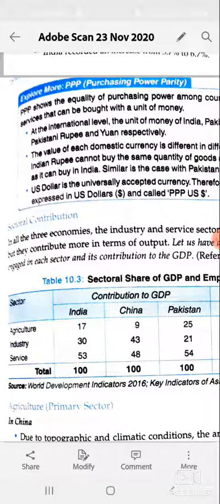Pakistan: 25% of the GDP comes from the agriculture sector, 21% comes from the secondary or industrial sector, and 54% from the service sector. You will find that 53% and 54% of the GDP of India and Pakistan comes from the service sector. Remember, I have discussed this matter in many classes in front of you. This pattern you will find in all of the SAARC region, whether it is Nepal, Bangladesh, Bhutan, or even Myanmar and the Maldives.